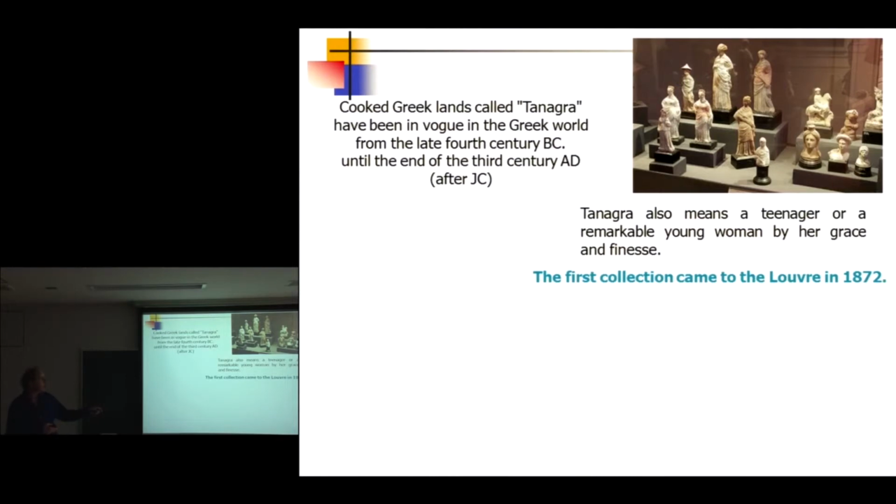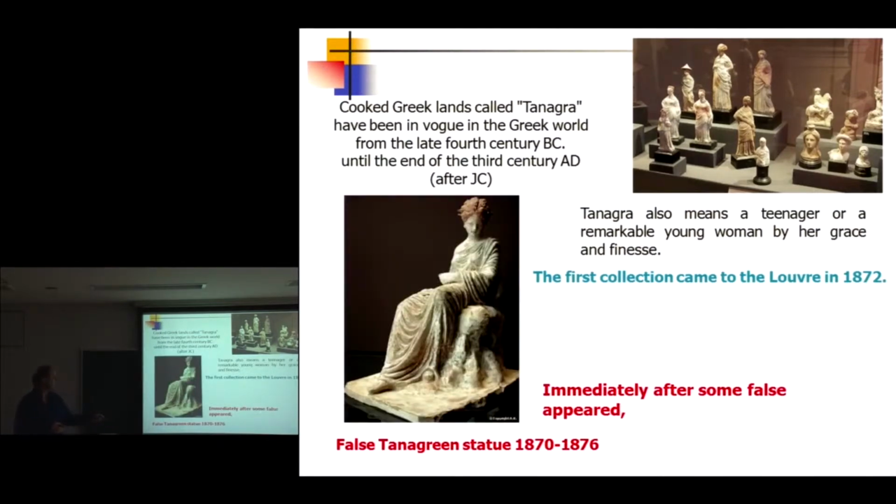So the first collection arrived in the Louvre in 1872, and a lot of pottery arrived at this time. Immediately after, some false pottery appears. This one is a false pottery. It's not made 2,000 years ago. It was very popular at this time in the Louvre. Immediately after, several hundred new Tanagra appeared in the market, and they were false.